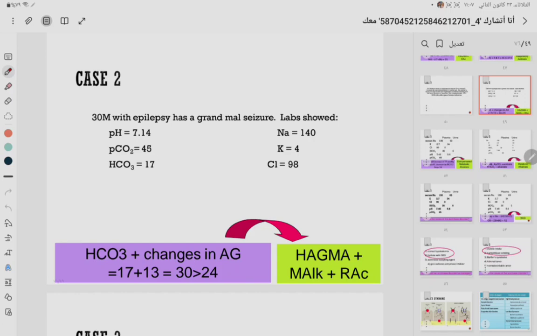In this condition, we have to measure the corrected bicarb. The HCO3 is 17 plus the change in the anion gap. The normal anion gap is 12 and he got 25, so the difference is 13. 13 plus 17 is 30, more than 25. So we have a wide anion gap, respiratory acidosis, and metabolic alkalosis.